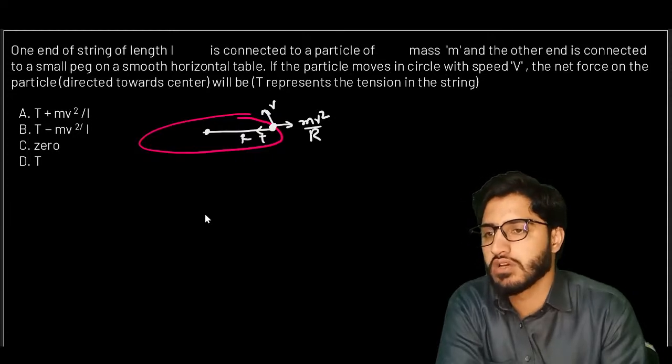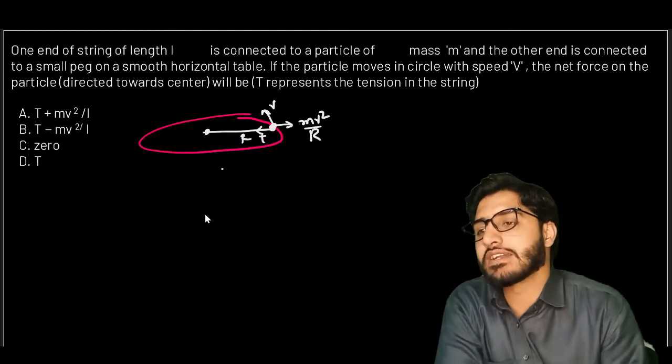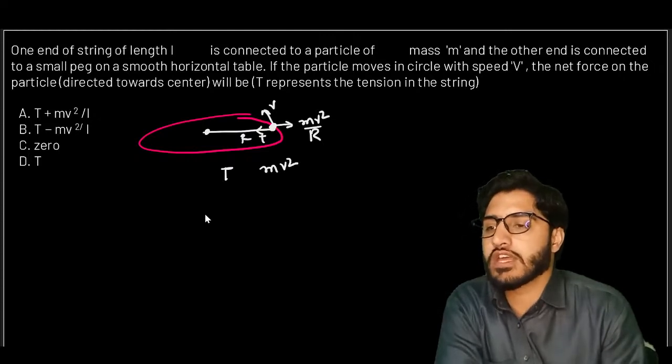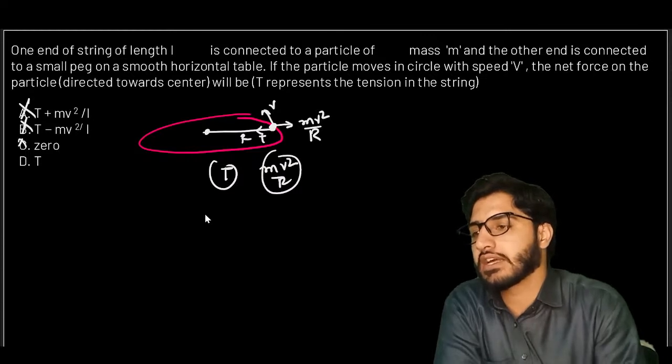So the net force on the particle. What is the net force? So the net force will be either T or mv square by r. Only one of the forces, right? Incorrect, only T.